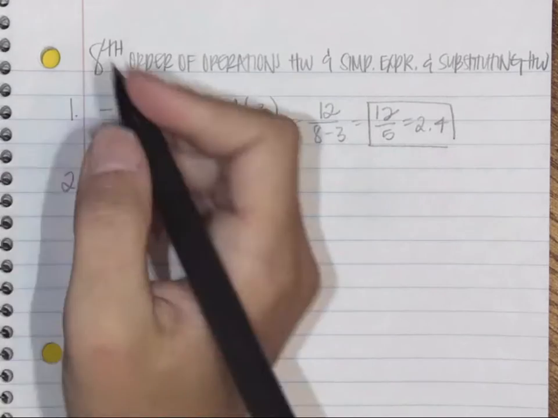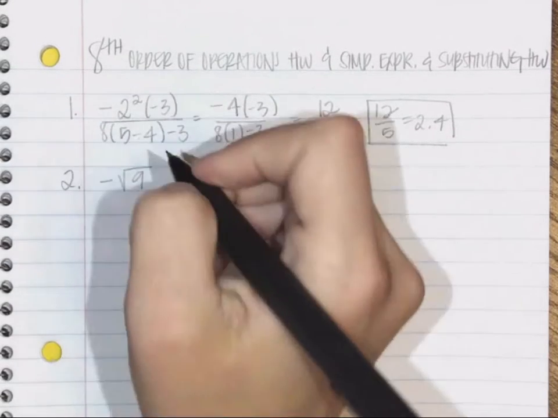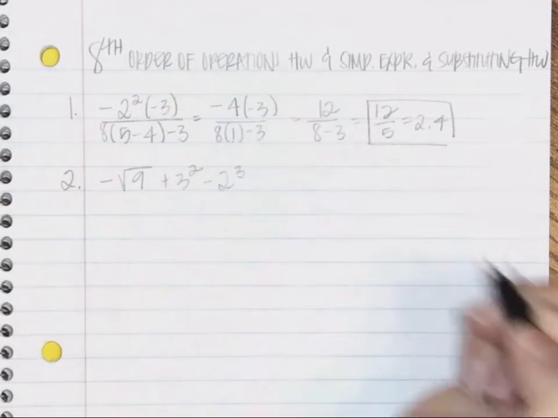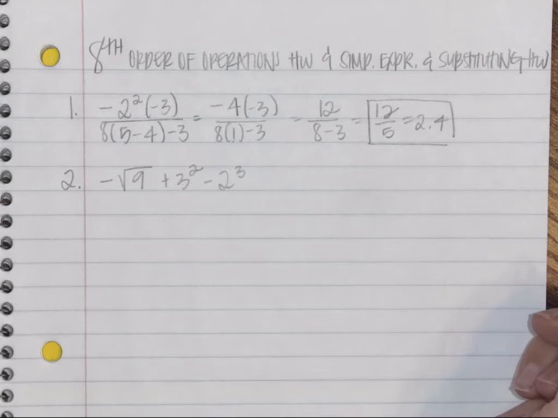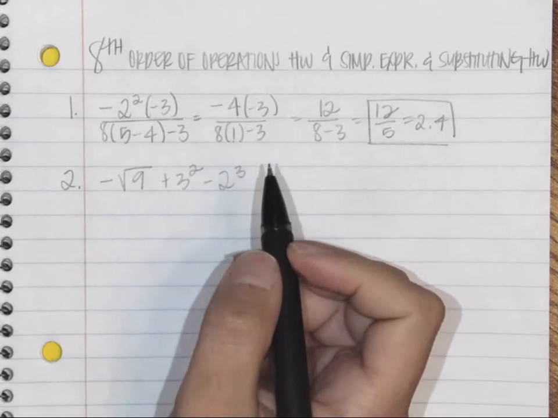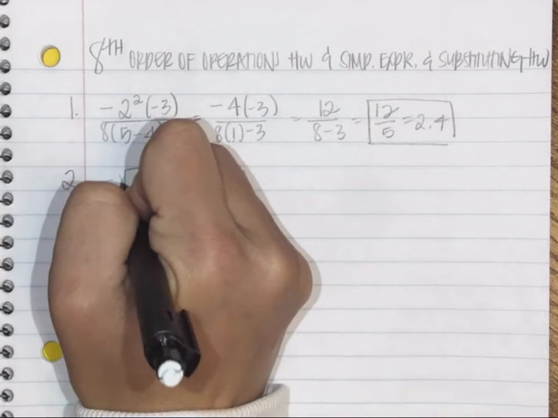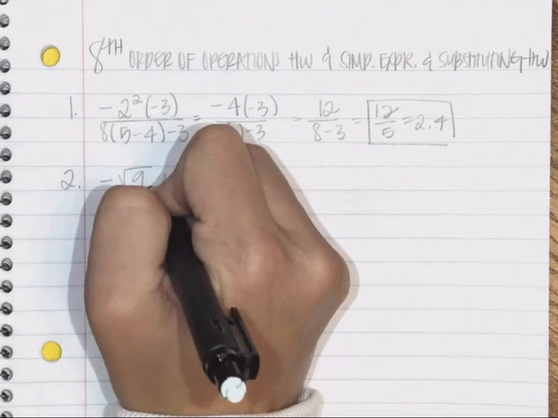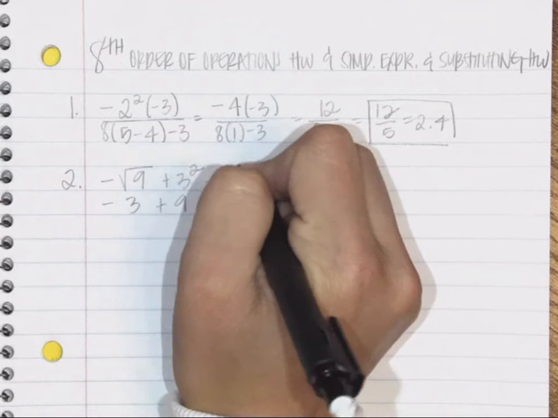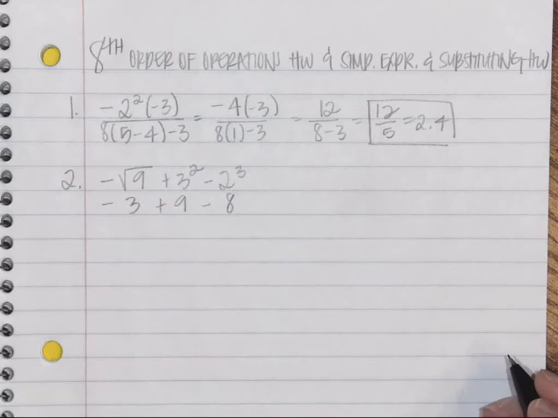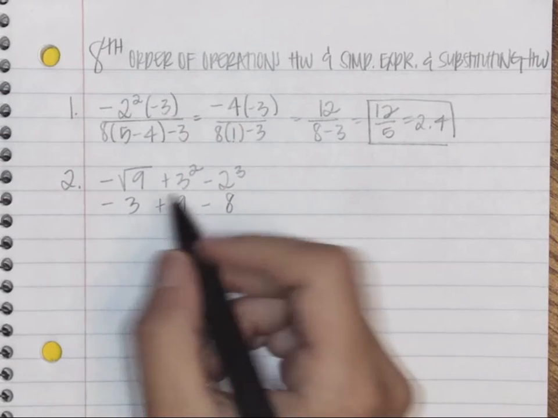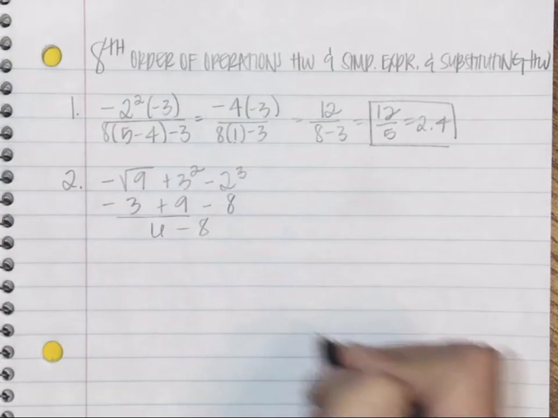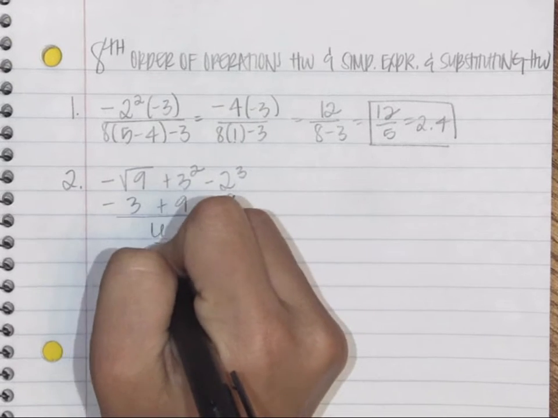Number 2, we have the opposite of the square root of 9 plus 3 squared minus 2 cubed. So according to our order of operations, we're going to deal with our exponents. The square root of 9 is a form of an exponent. So we will do that first, and we get 3. And then we will work our way through and do these other exponents. 3 squared is 9. 2 cubed would be 8. And now we work our way across left to right since all we have left is addition and subtraction. So we have negative 3 plus 9, which is 6. And 6 minus 8 would give us negative 2.